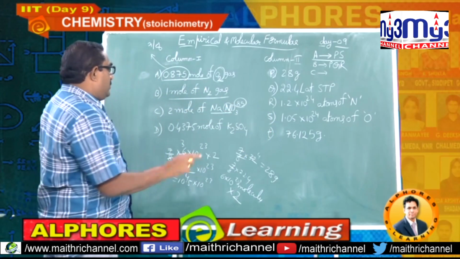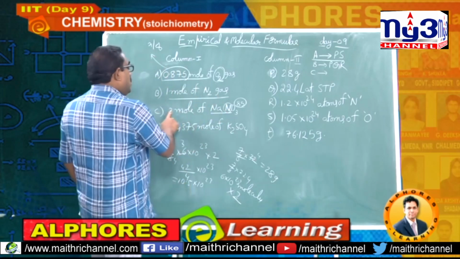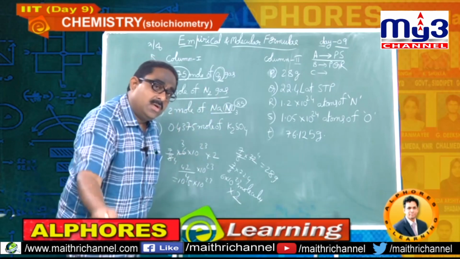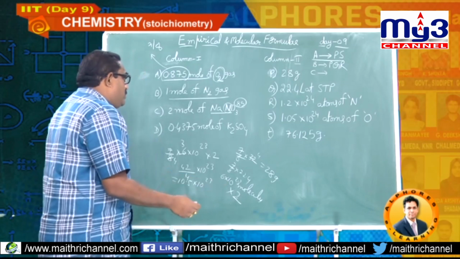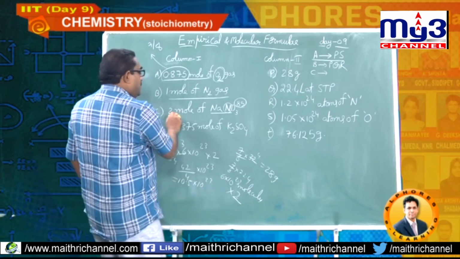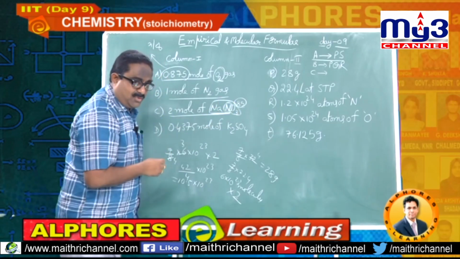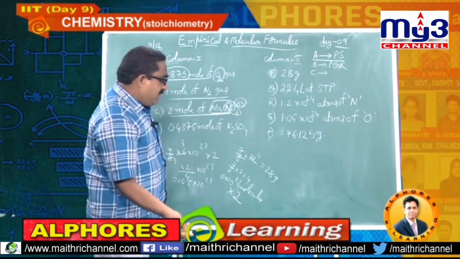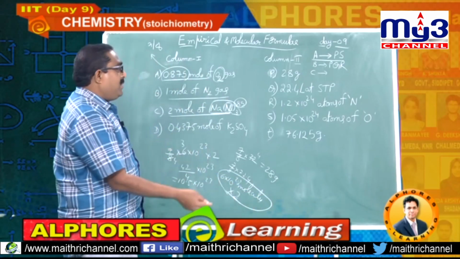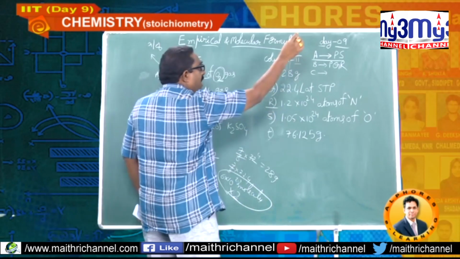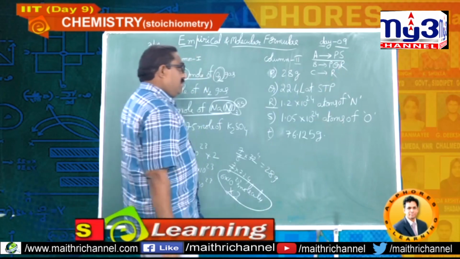1 mole gives 1 species possess 1 nitrogen in sodium nitrate. 2 moles means 2 into 1, 2 moles. 1 mole of NaNO3 possess 1 mole of nitrogen atoms, no doubt. 2 moles of nitrogen atoms means again 2 into 6 into 10 power 23. So it is matched with R. Nitrogen atoms is going to be matched, no doubt.